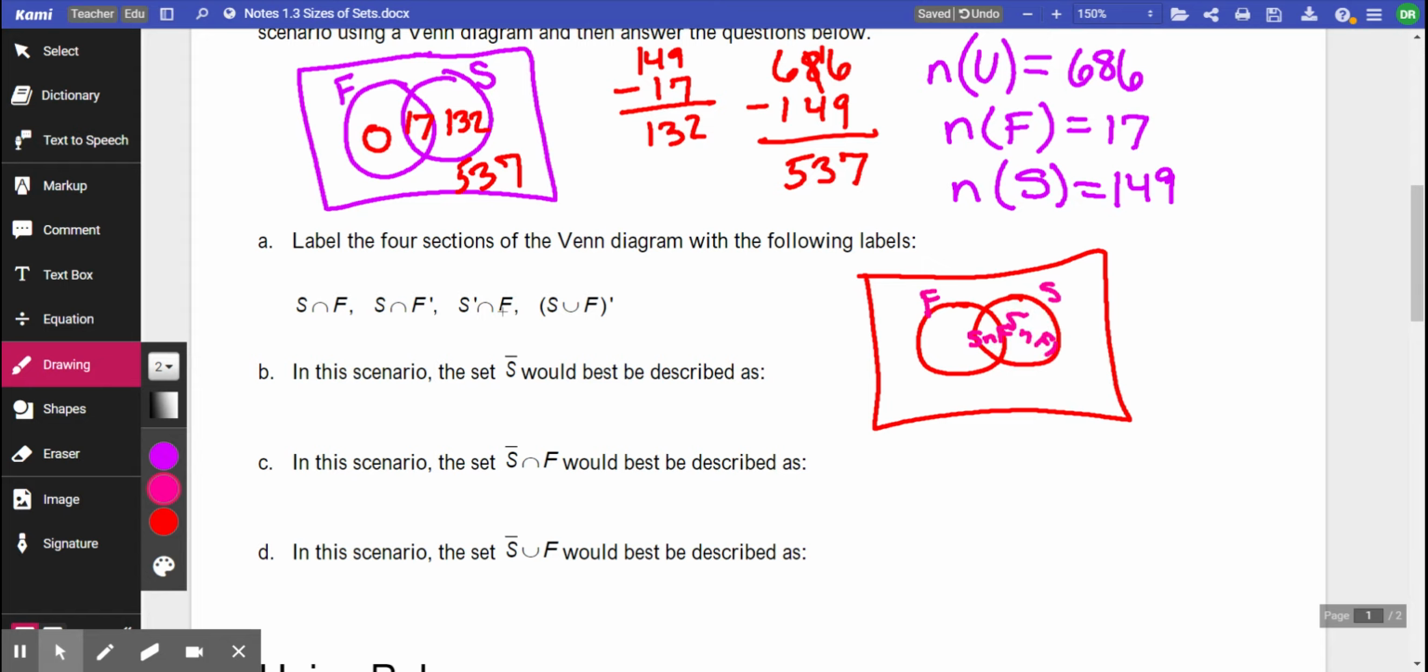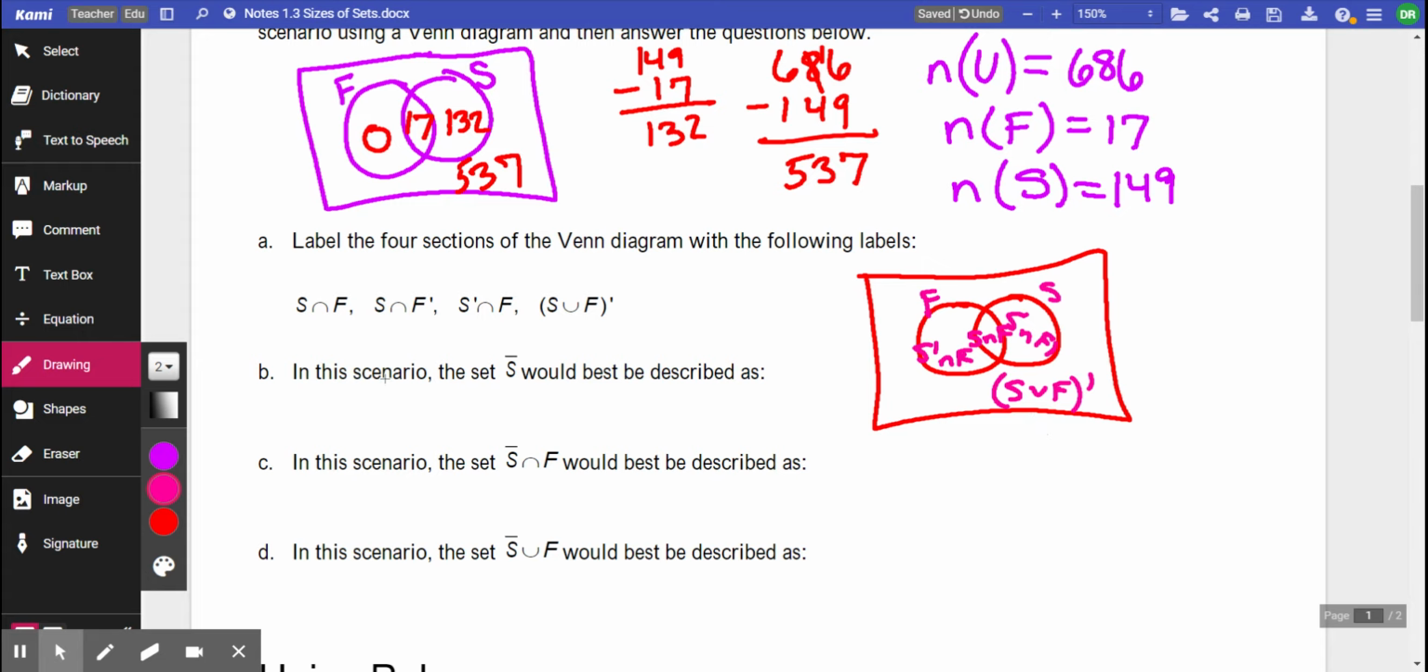This is everything that's in F and not in S. This is going to be your not S and F. And then the last one, not (S or F), means everything in the circles, but then we're taking not, so that means everything outside. So this is not (S or F). Notice the parentheses make a very big deal here. If those parentheses weren't there, it wouldn't mean the same thing.